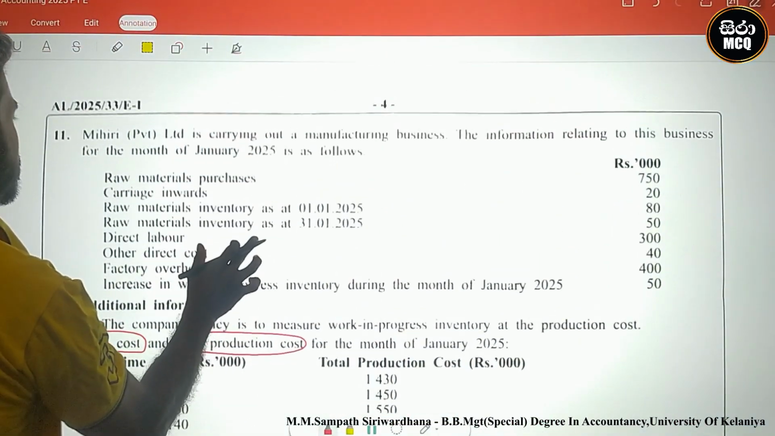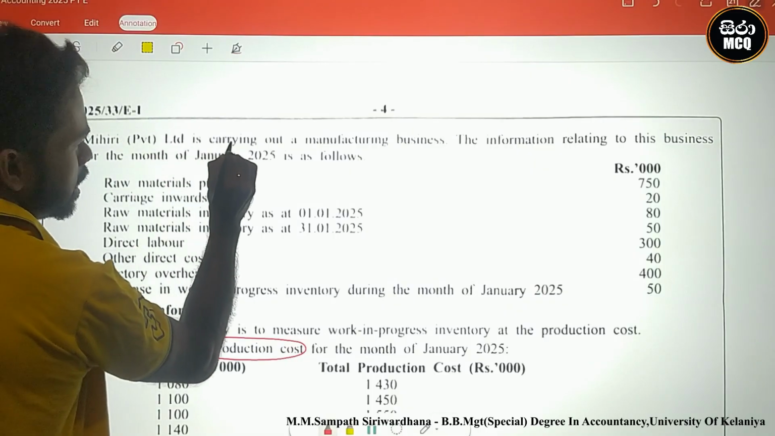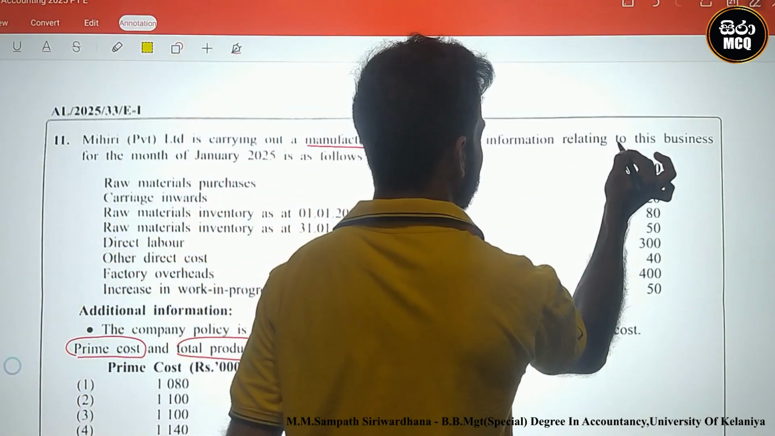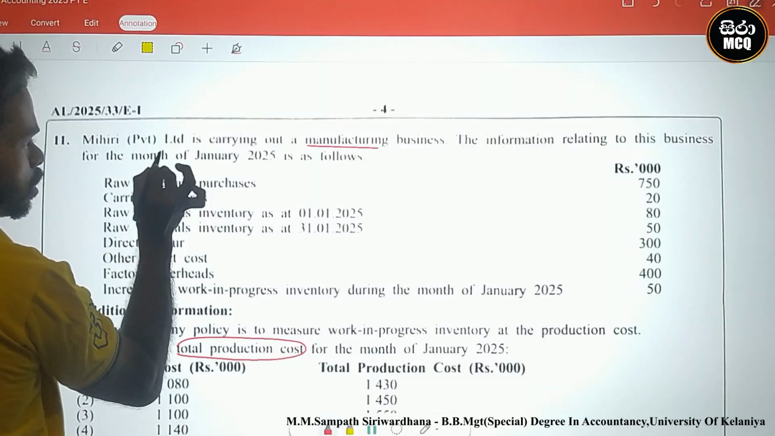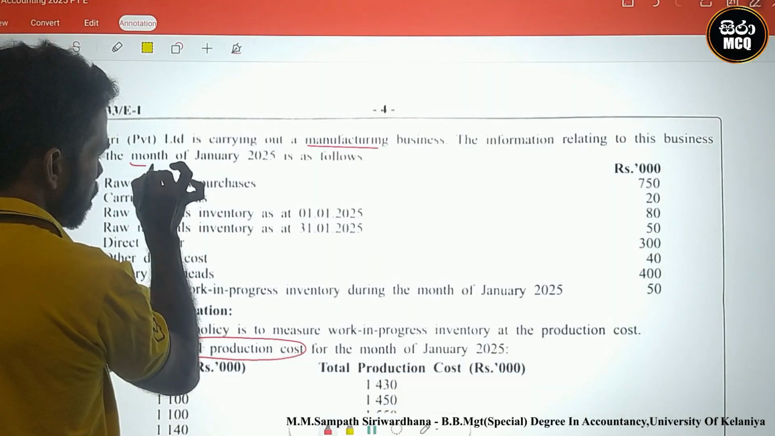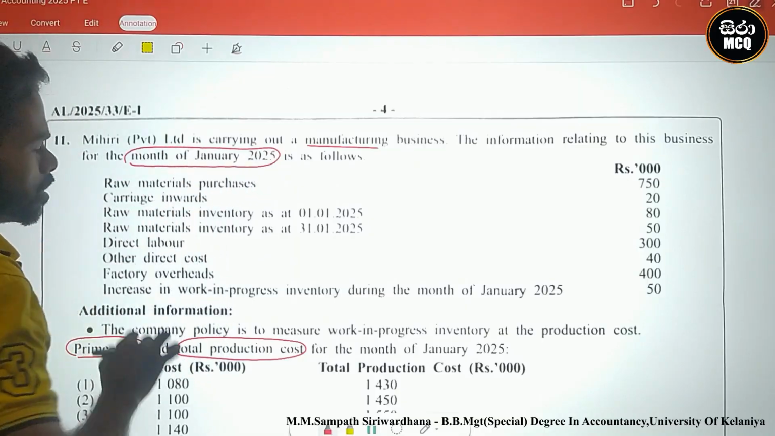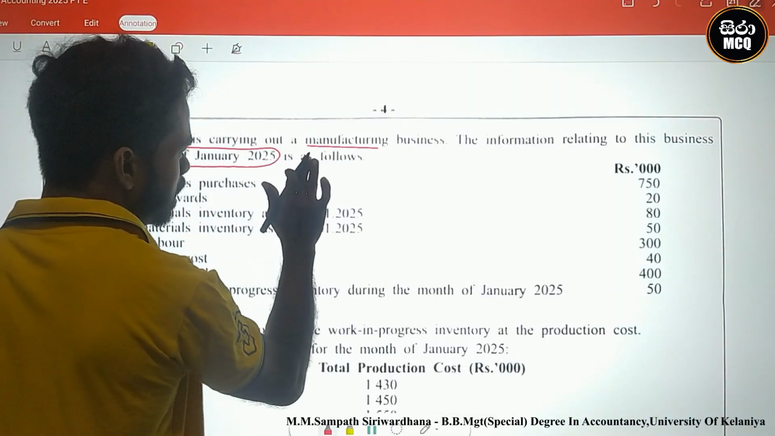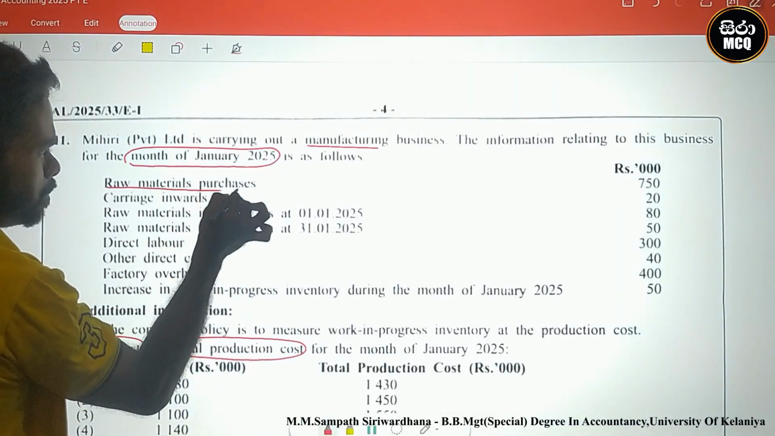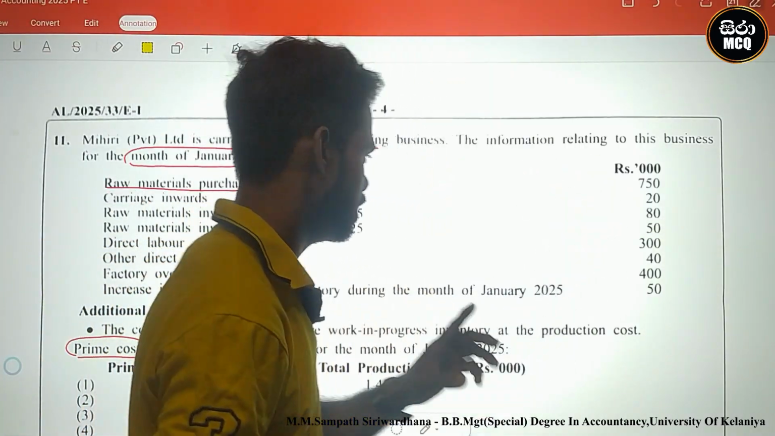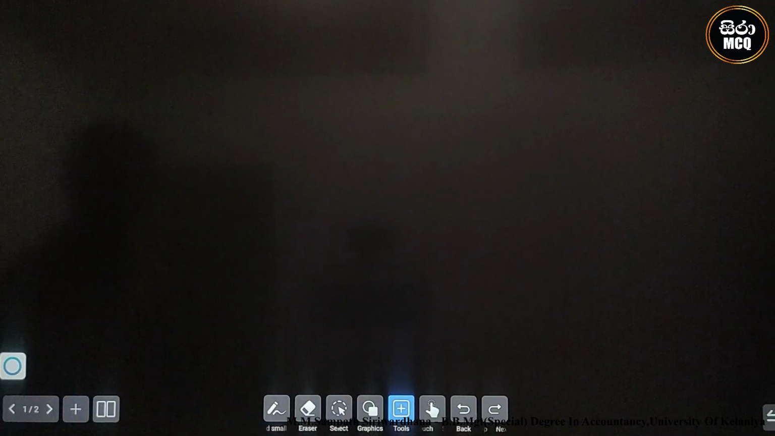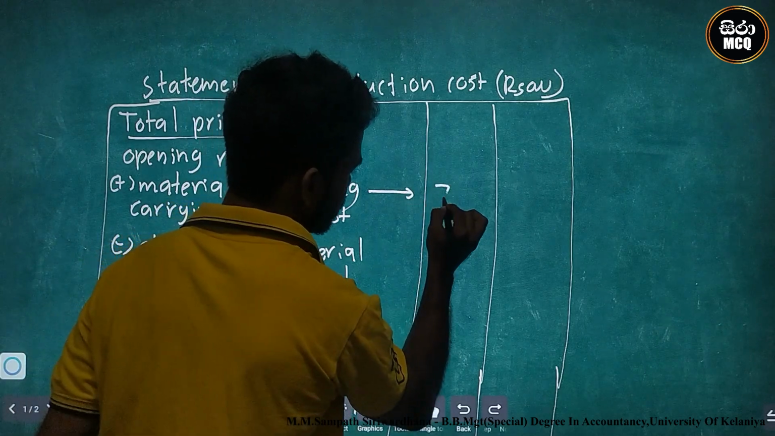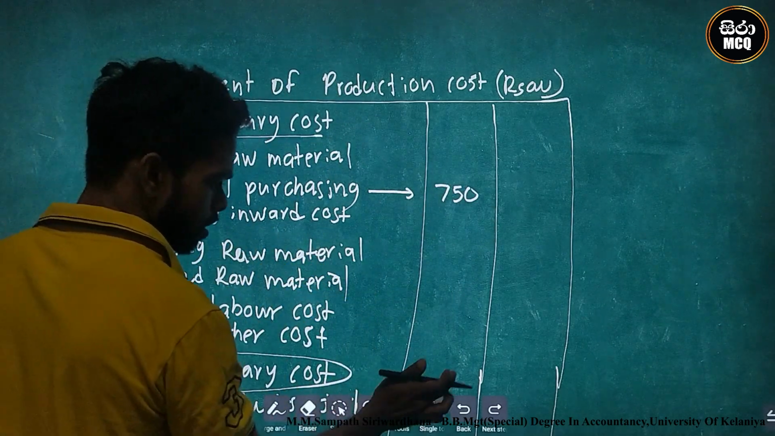Mihiri Private Limited is carrying out a manufacturing business. The information relating to this business for the month of January 2025 is as follows. Raw material purchasing 750. Material purchasing 750, in 1,000. Let's go to the question.